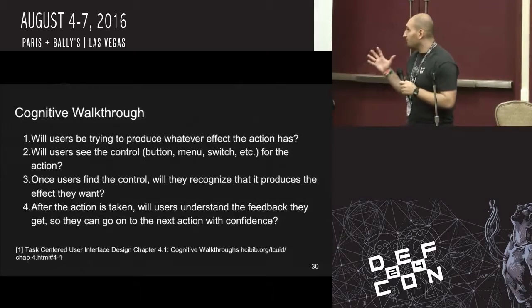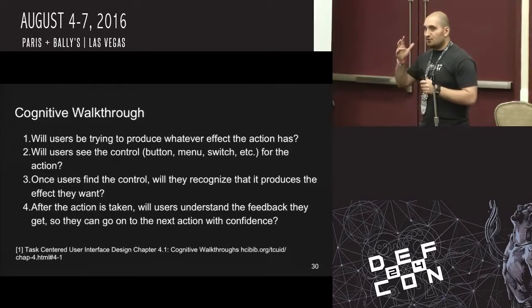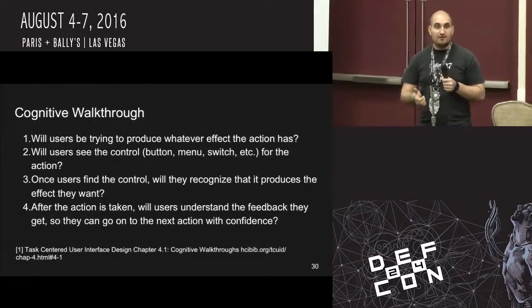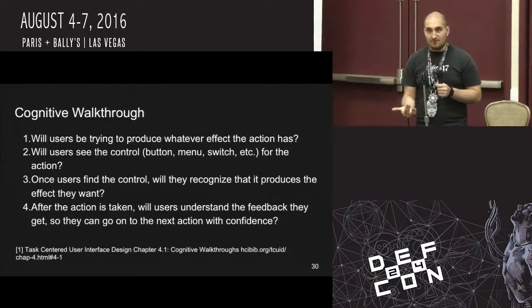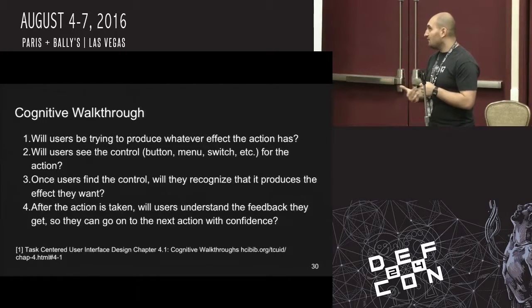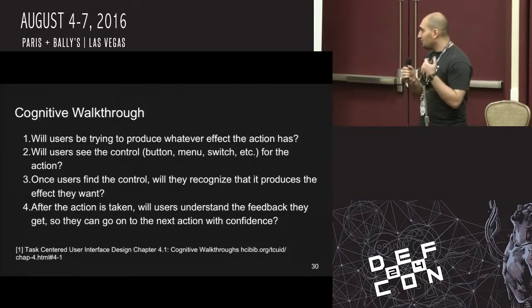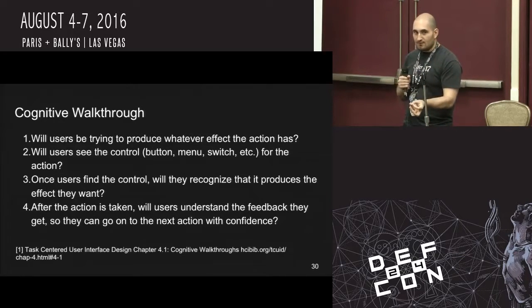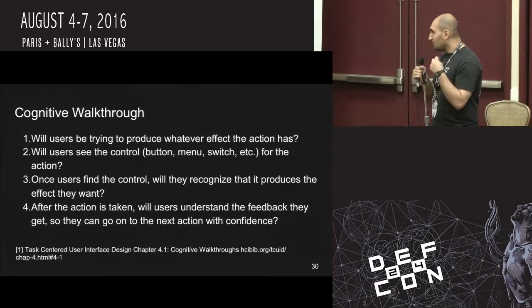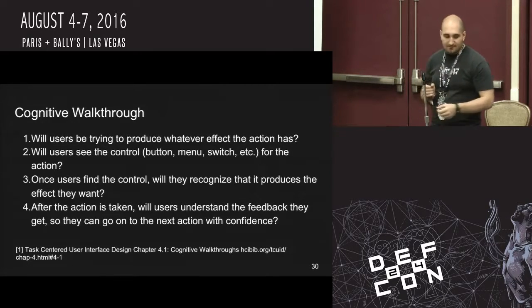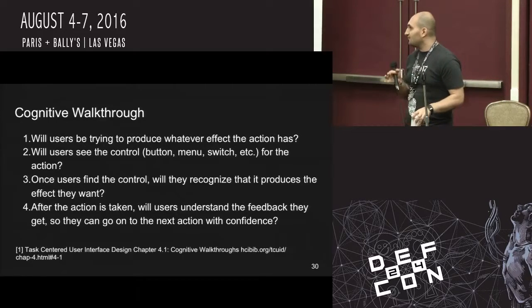So cognitive walkthrough is pretty simple. You're just going to sit down. You're going to think of some of the tasks that you would want to do when you're using this software and ask yourself, are the users going to be able to produce the effect this action has? Are users going to see the control that they need to click on? Once users find this control, are they going to realize that it produces the effect that they want? And after that action taken, will users understand the feedback they get?